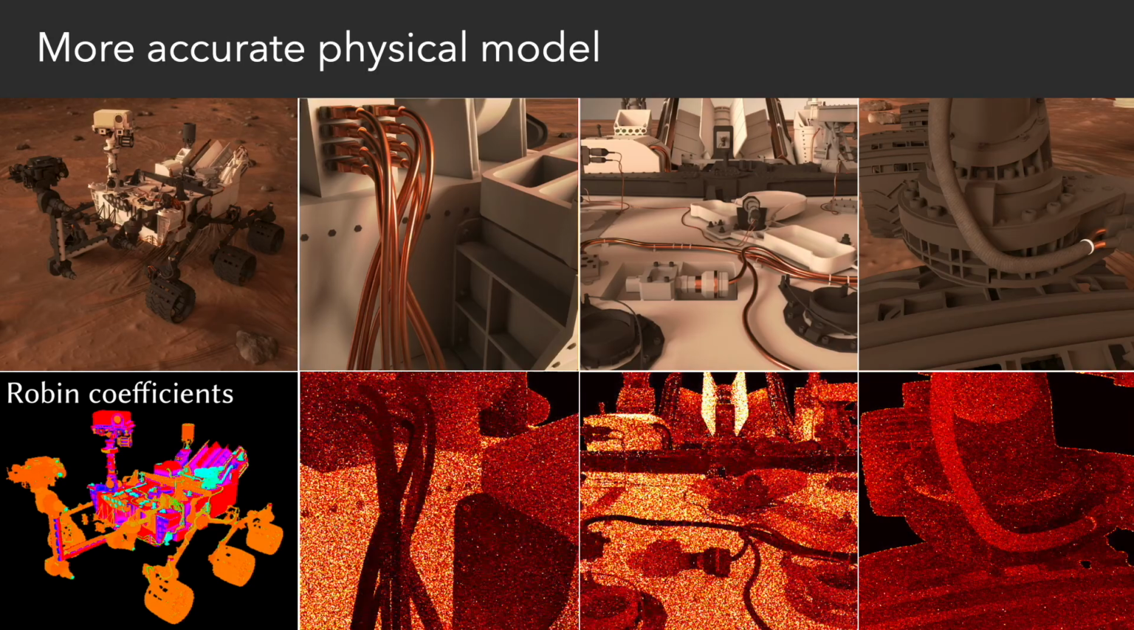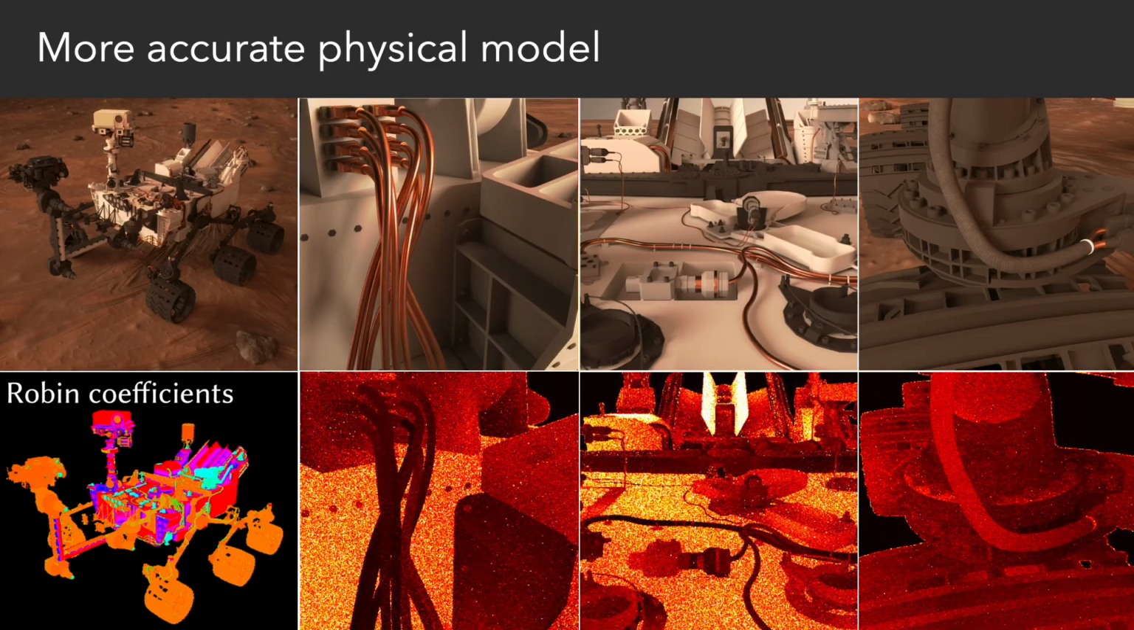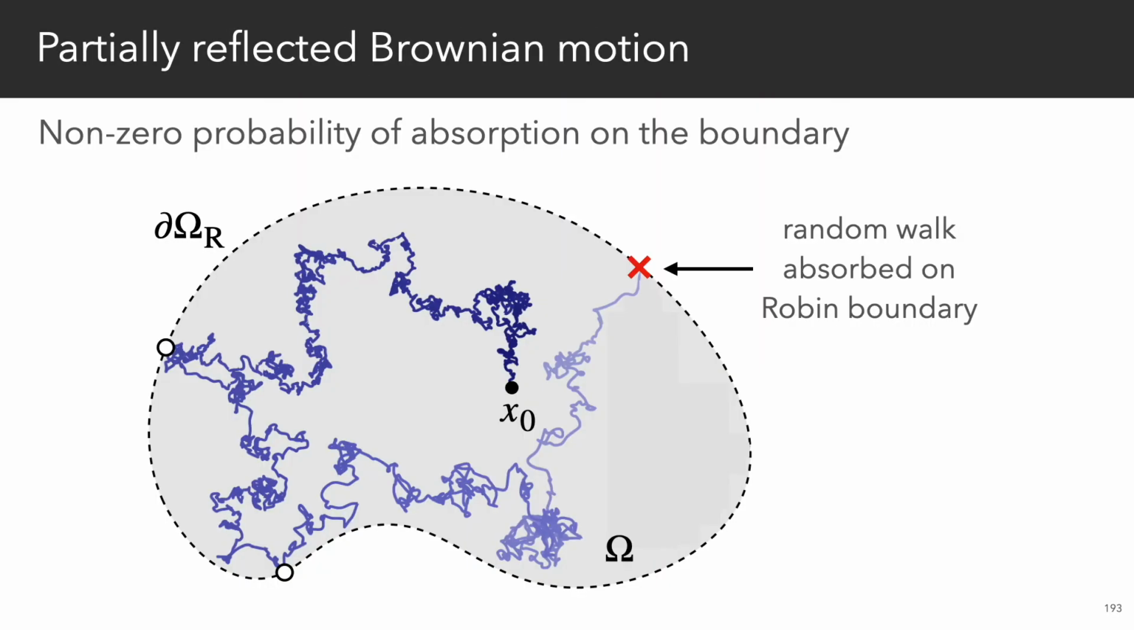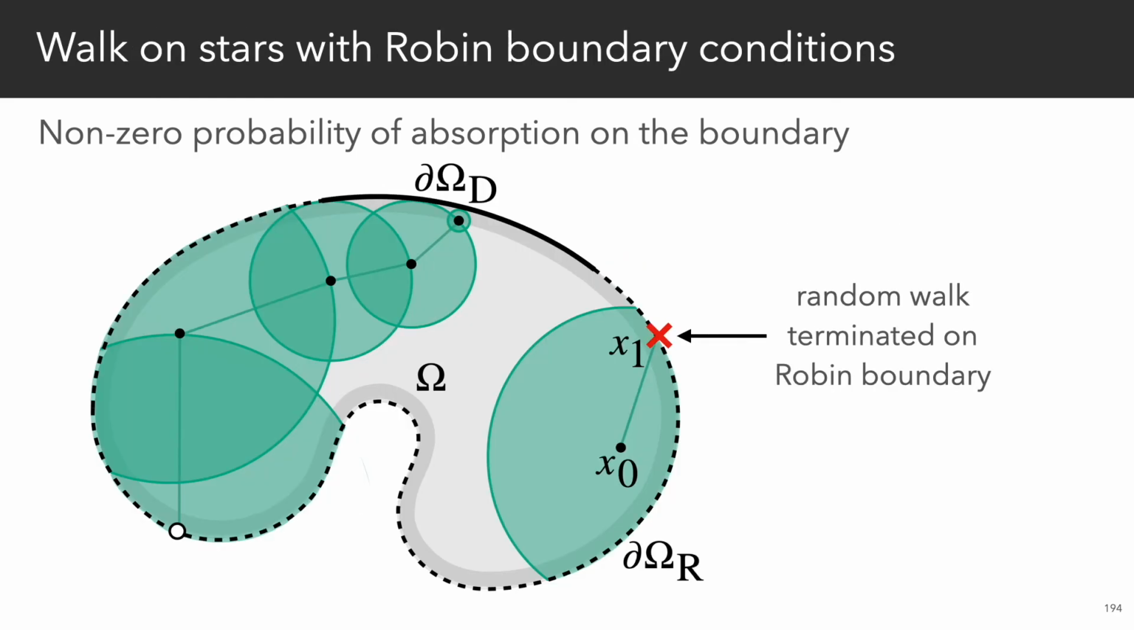Compared to Neumann conditions, estimators for Robin problems are also more efficient because, from a stochastic perspective, they require simulation of partially reflected Brownian motion, which has a non-zero probability of being absorbed on the boundary. So, we use this insight to develop a version of walk-on stars that has some probability of termination on the Robin boundary, which helps us improve the efficiency of our estimator because of shorter walk lengths.